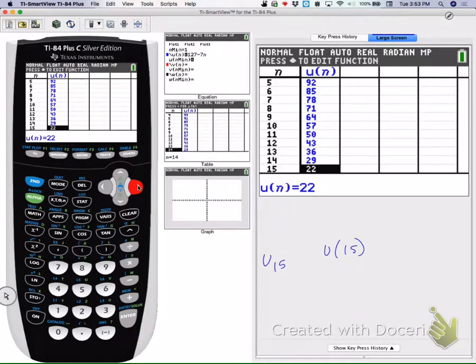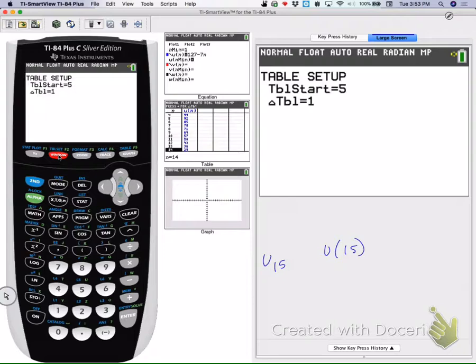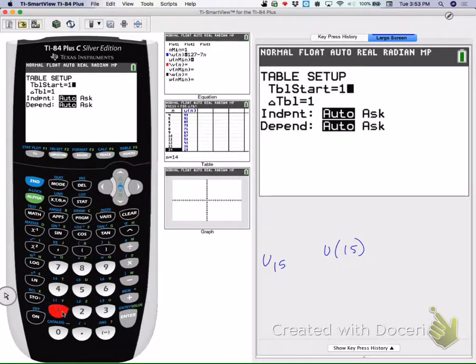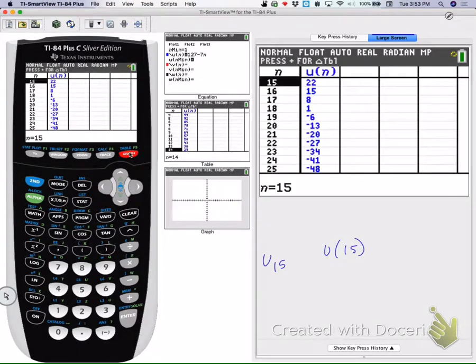Now, if you had to go to the 100th term, you're not going to want to scroll down, obviously. You can go to your table set, which is above window, and you can actually change this. I'm not going to go to 100, but let's look at 15 again. If I go back to my table now, 15 is now the top one, so I don't have to worry about scrolling there, okay?